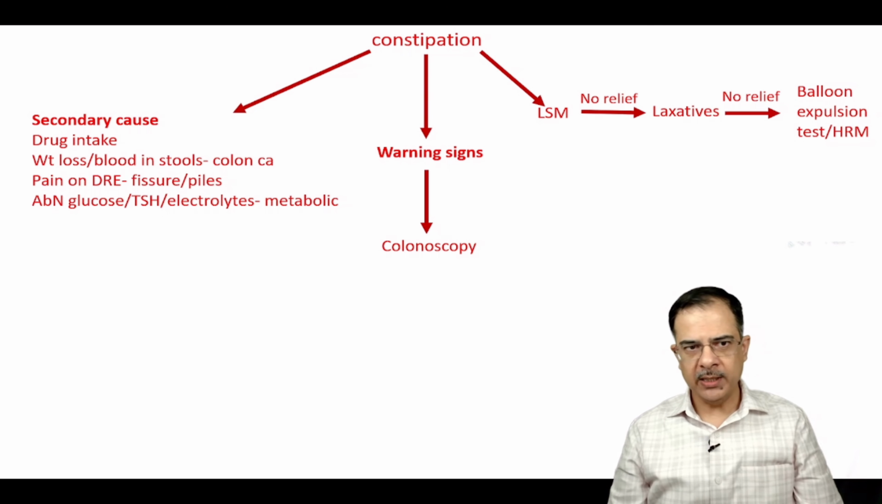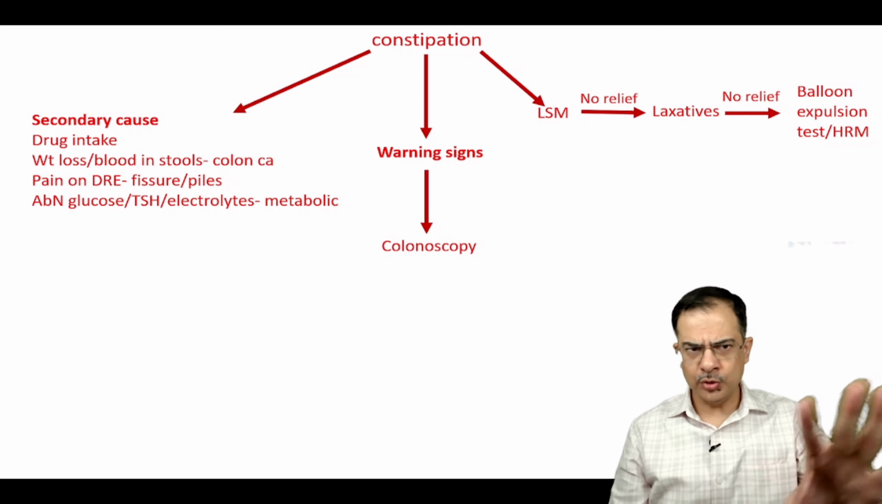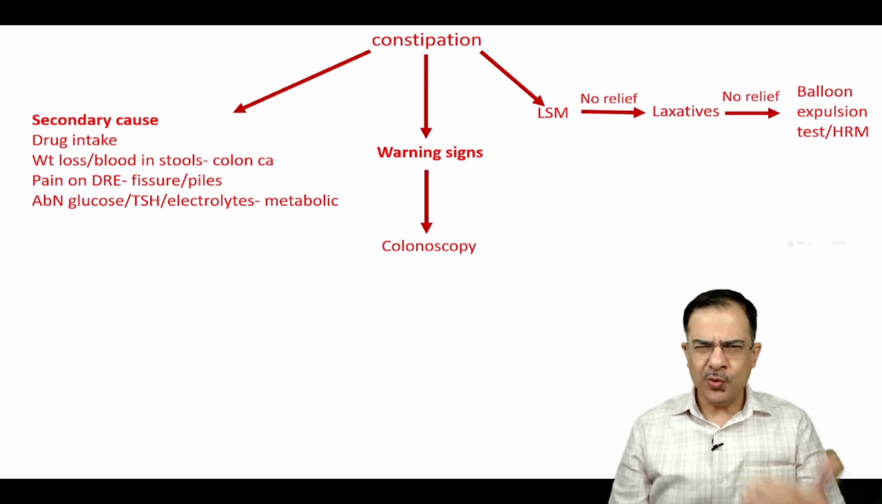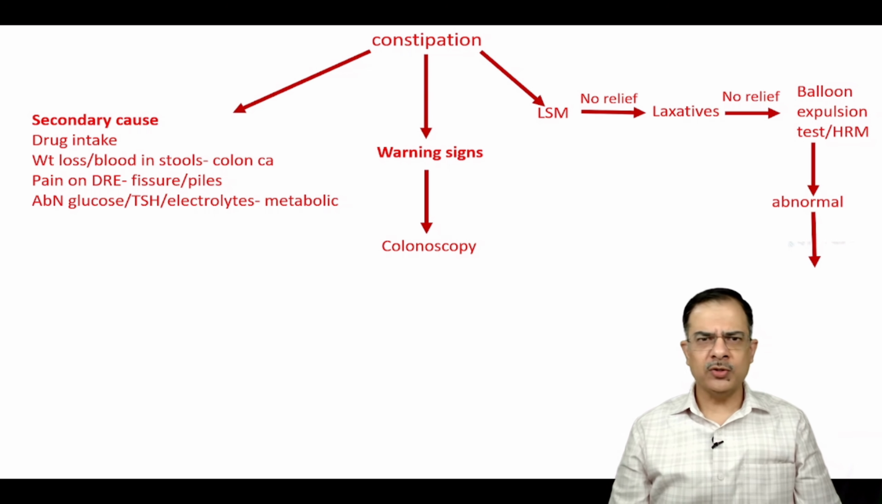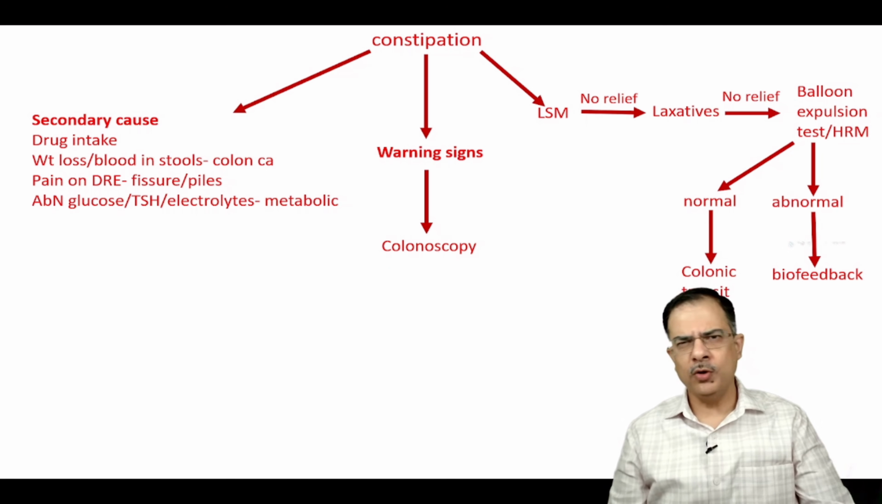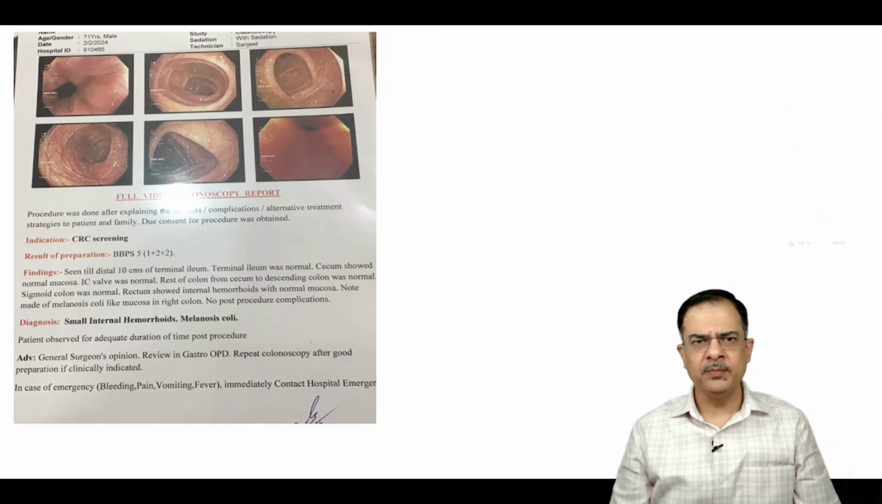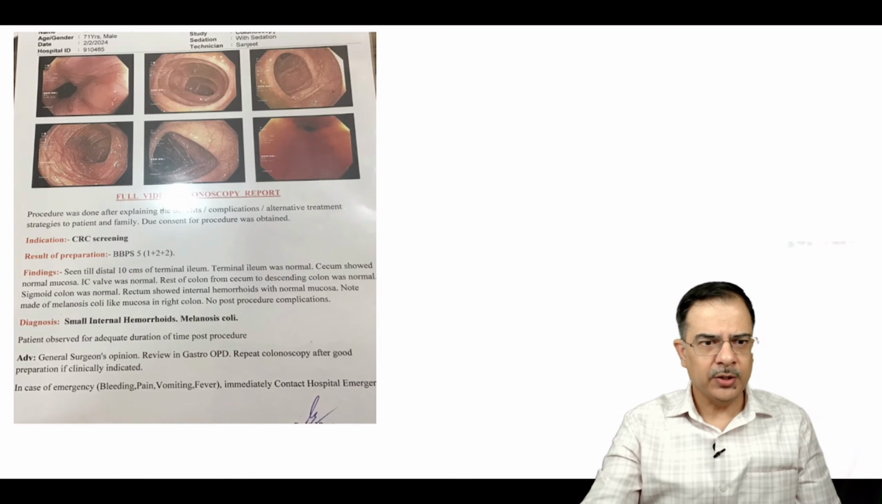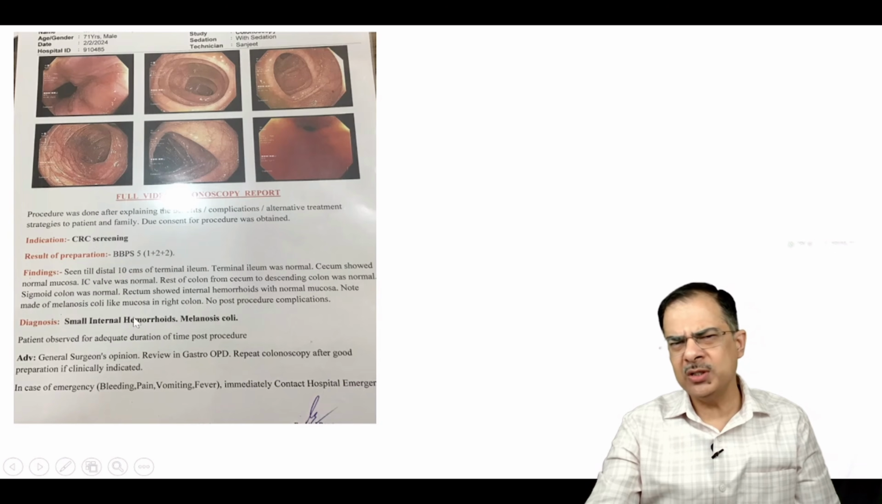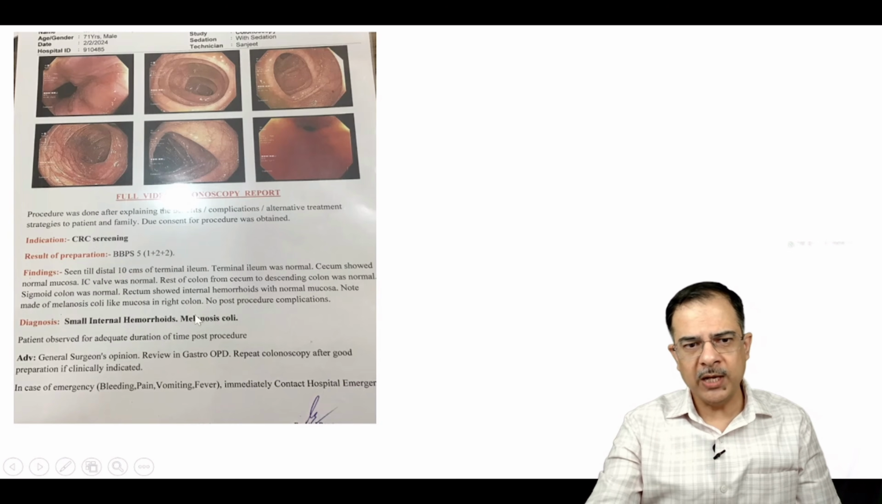The patient was not taking any drugs. The patient does not have any weight loss or any blood in the stool. So secondary causes were not there. No warning sign was there. Still, because of the patient's age of 71 years, we asked the patient for colonoscopy just as a precaution. So colonoscopy showed these results, and you can see here small internal hemorrhoids, which are unlikely to cause the constipation, but you can see here melanosis coli was present.